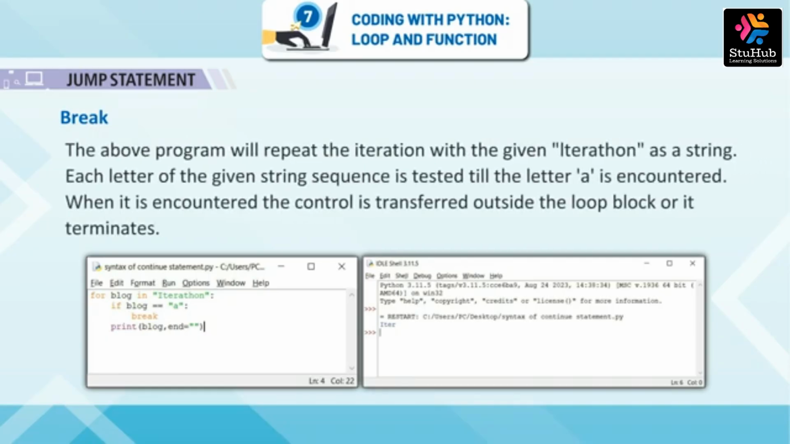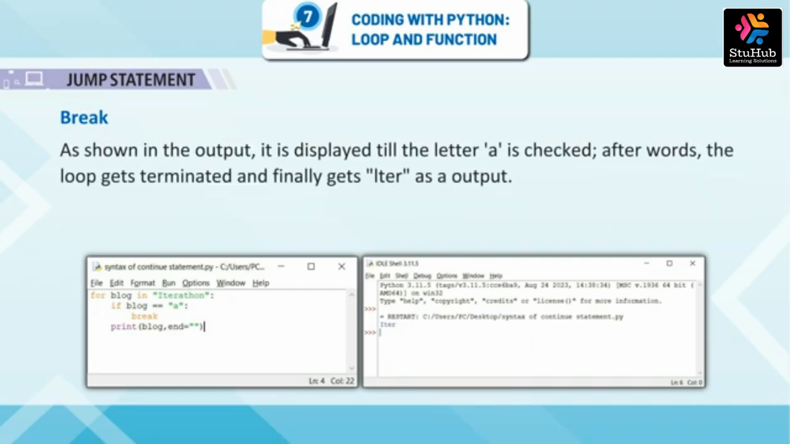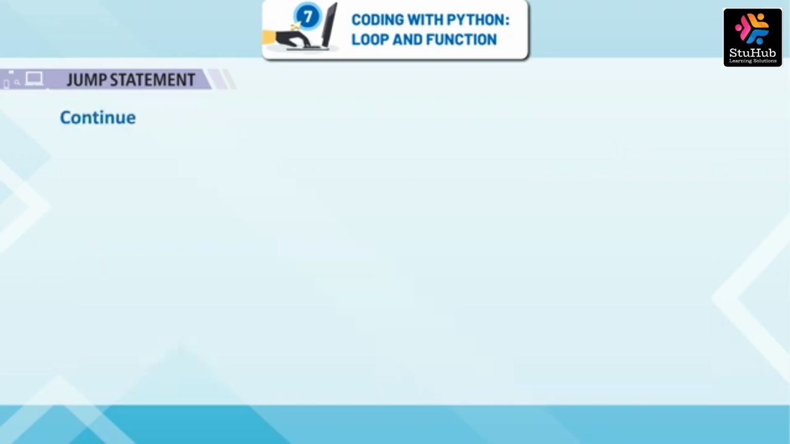Syntax of break. The above program will iterate over the given string. Each letter of the given string sequence is tested till the letter A is encountered. When it is encountered, the control is transferred outside the loop block, or it terminates. As shown in the output, it is displayed till the letter A is checked. Afterwards, the loop gets terminated and finally gets iter as an output.